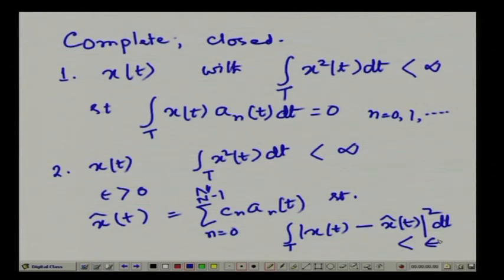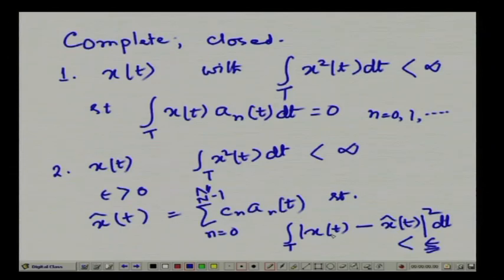So, this says that for a piecewise continuous function x(t) having finite energy, there must be an epsilon which is greater than 0, but very small, and there must be some constant capital N, such that we can have an expansion x hat t equal to summation of C_n a_n(t), where n varies from 0 to capital N minus 1, for which the integral of x(t) minus x hat t, squared, dt over capital T is less than epsilon.